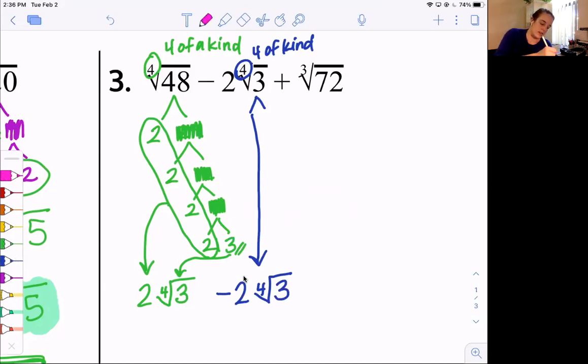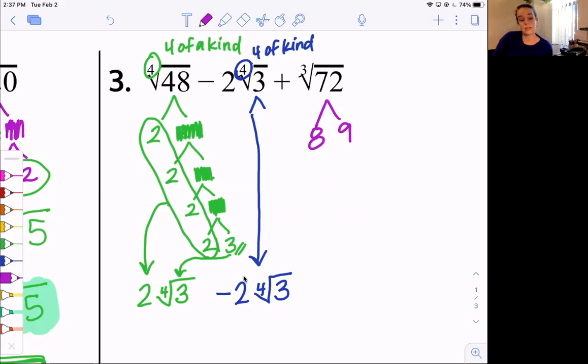And then I'm going to go ahead and break down 72. How can I break down 72? Lots of options. Yeah, 8 and 9 works actually. Thank you. 8 and 9 works. You could have used 3 and 24. You could use 6 and 12. You could use 2 and 36.